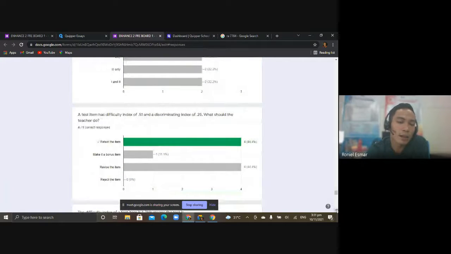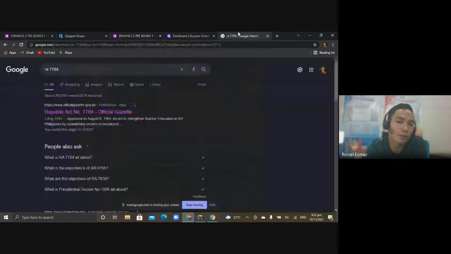Next, the test item has a difficulty index of 51 and a discriminating index of 25. What should the teacher do? Take note that the closer it is to 1, the more it is to be discarded. The given here is 0.51 for the difficulty index and 0.25 for the discriminating index. So there is something to do. Should we make this item a bonus one?